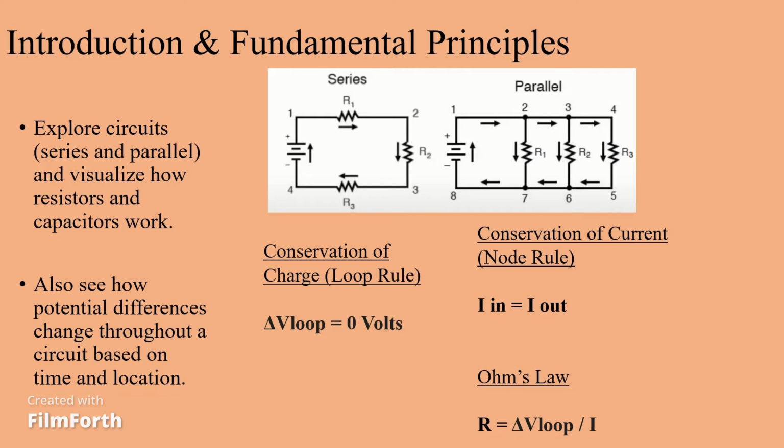Now, here are some of the fundamental principles we have to use: the conservation of charge, which just means that the change in potential across a loop is 0 volts; the conservation of current, which means the current in has to be equal to the current out; and Ohm's law, which is that the resistance is equal to the delta V over the current.